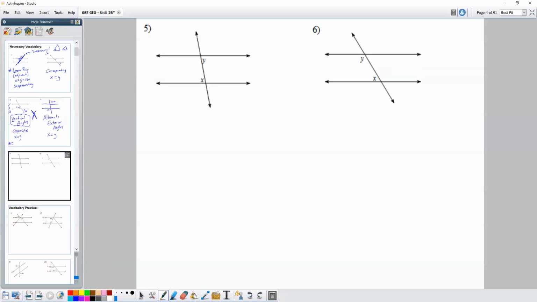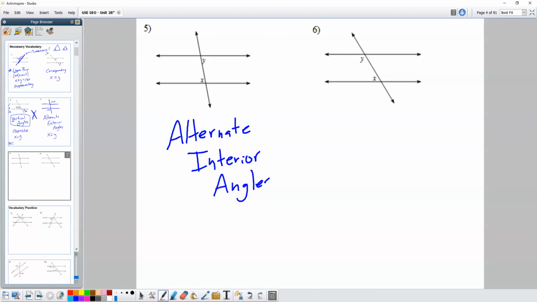Okay, let's look at these. Number 5, this is alternate interior angles. Alternate meaning opposite sides of the transversal. Interior meaning they are inside the parallel lines. Okay, alternate interior angles are equal. So like if this was 70, then that would be 70.